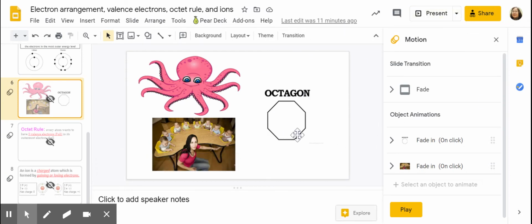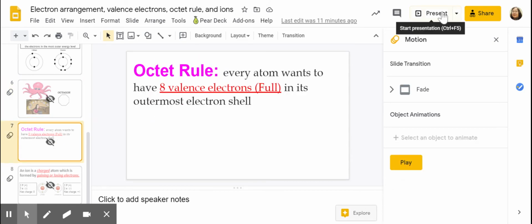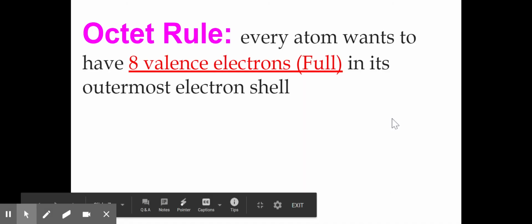Okay, there's octagon when there's 8 sides, right? We actually call this mom, she got 8 babies at once, so we call her octomom. Okay, octa means 8. And in chemistry, there is a word with octa. It's called the octet rule. Okay, octet rule.